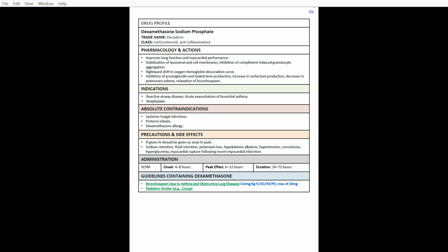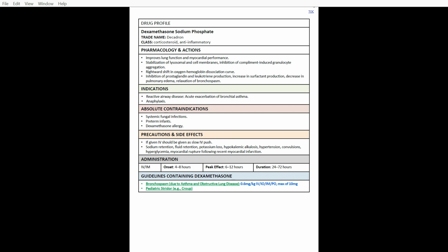Its onset is 4 to 8 hours, so it takes quite a bit of time for this medication to have its effect. Its peak effect is 6 to 12 hours after administration. Its duration is 24 to 72 hours. So you're really not going to see an immediate effect.